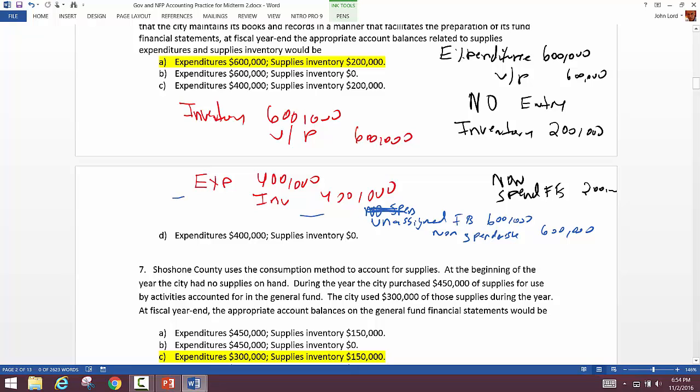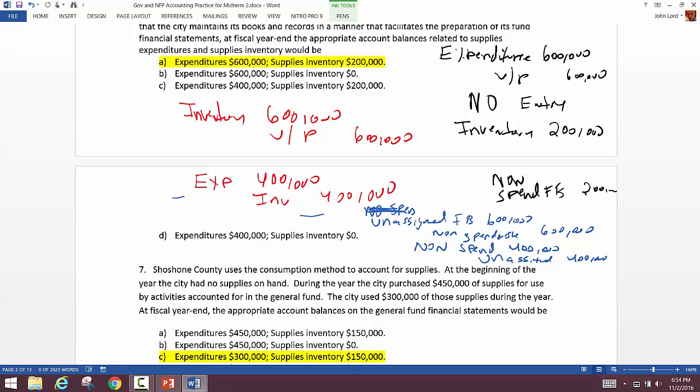And then as I use these things up, I would have done what? I would have debited expense, credited the inventory, and then the system at the same time would have gone back and debited the non-spendable for the 400,000 and credited the unassigned for 400,000, right? So that at the end, isn't the non-spendable showing the 200,000? So it's matching what's in the inventory account. Those have to match. Okay.